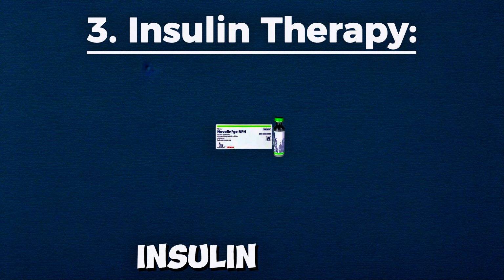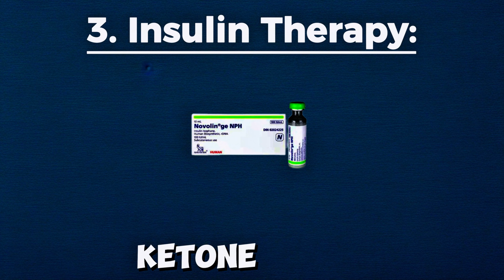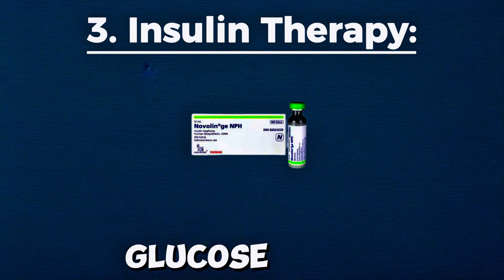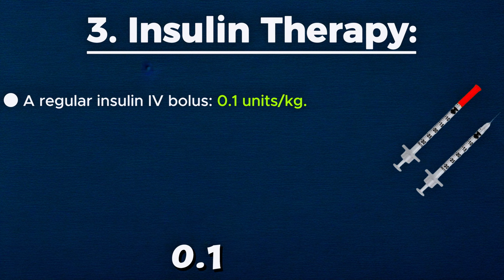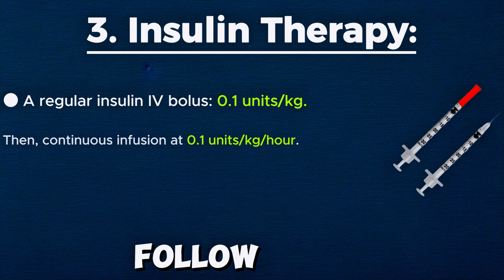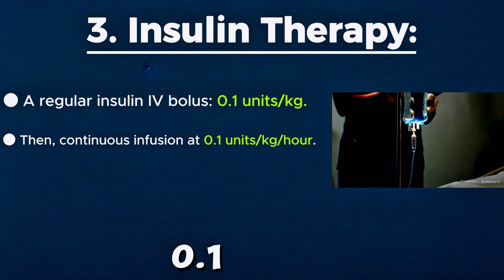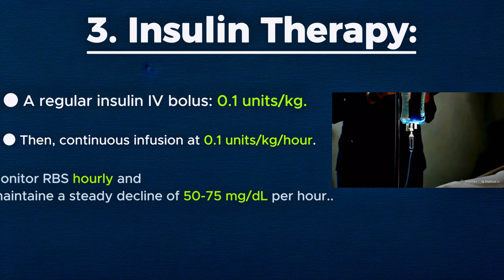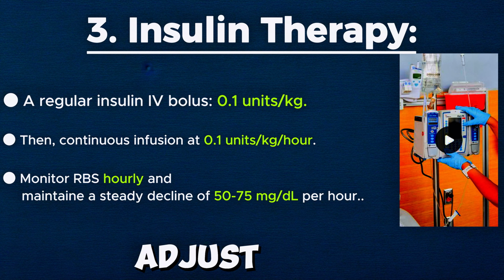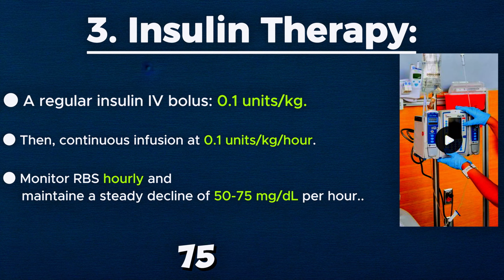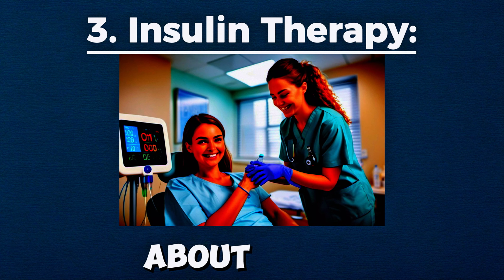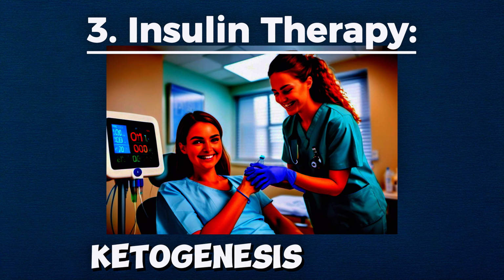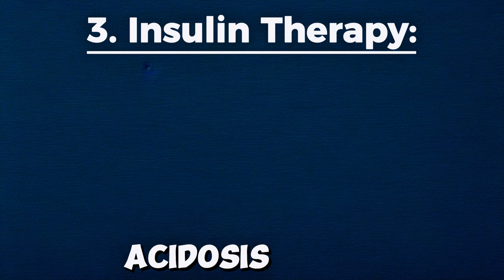3. Insulin therapy, stopping ketone production. Insulin is essential to halt ketogenesis and reduce blood glucose. Start with a regular insulin IV bolus, 0.1 units per kilogram. Follow with a continuous infusion at 0.1 units per kilogram per hour. Monitor blood glucose hourly and adjust the rate to maintain a steady decline of 50 to 75 milligrams per deciliter per hour. Remember, insulin therapy is not just about lowering glucose. It's about suppressing ketogenesis, which is the root cause of acidosis in DKA.